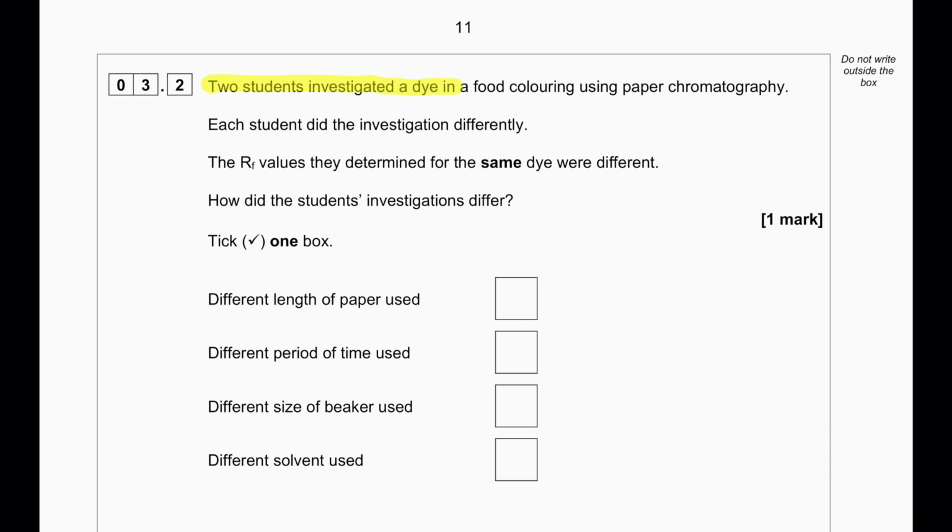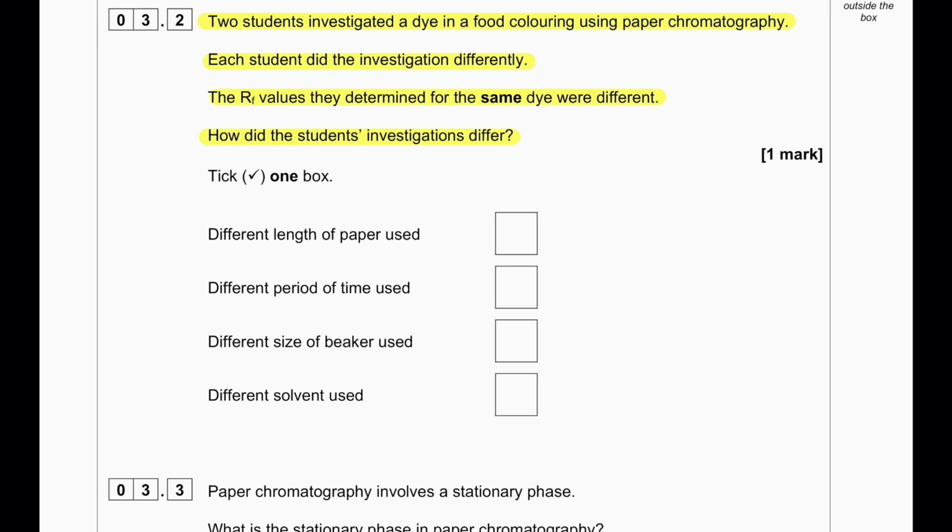The students investigated a dye in a food coloring using paper chromatography. Each student did the investigation differently. The RF values they determined for the same dye were different. How did the students' investigation differ? Using different length of paper or different period of time or different size of beaker cannot affect the RF value.